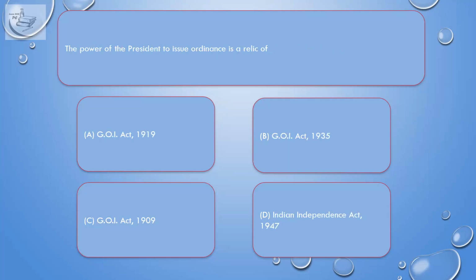Question: the power of the President to issue ordinance is a relic of A. GOI Act, 1919. B. GOI Act, 1935. C. GOI Act, 1909. D. Indian Independence Act, 1947. Correct answer is B. GOI Act, 1935.